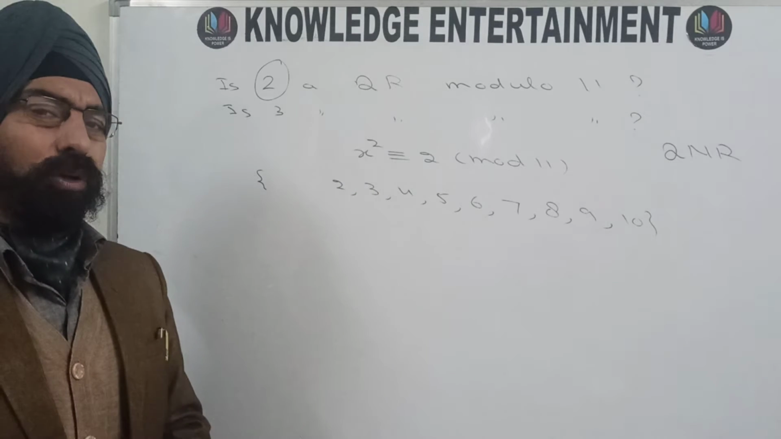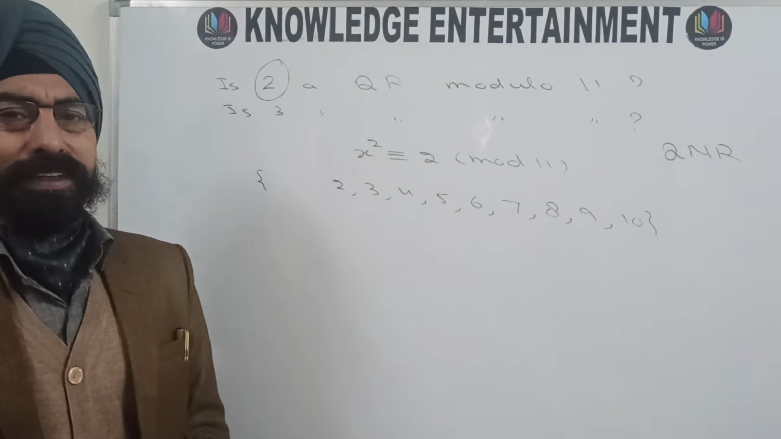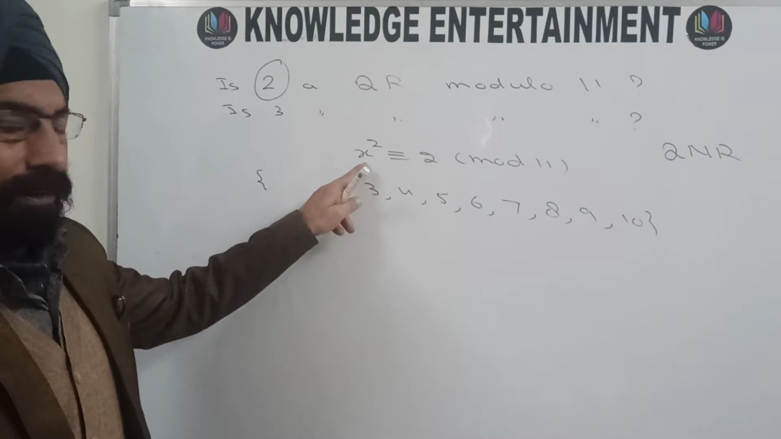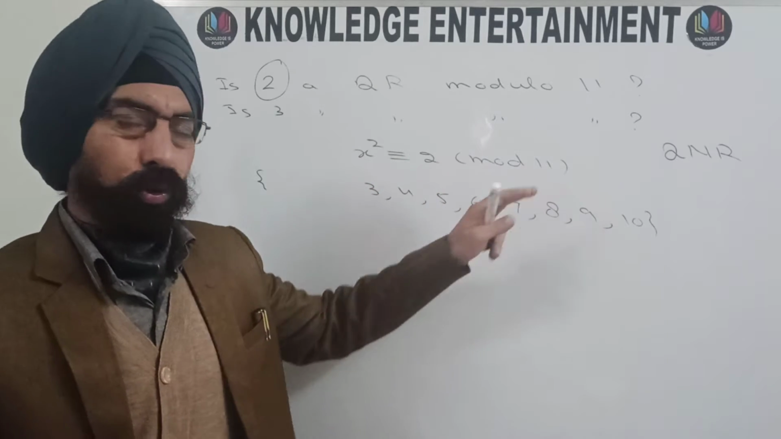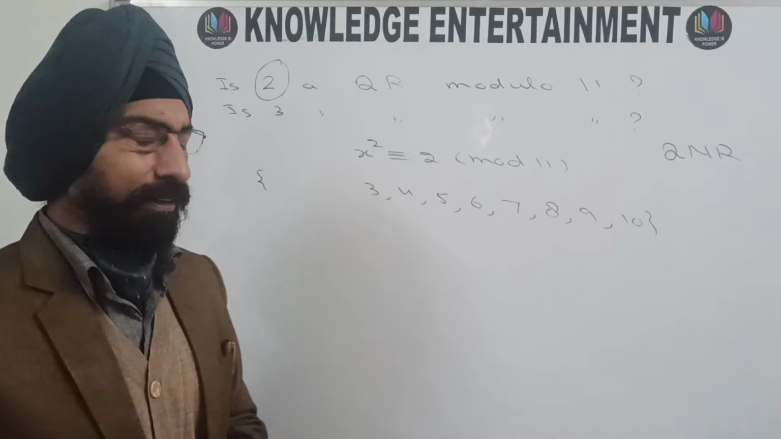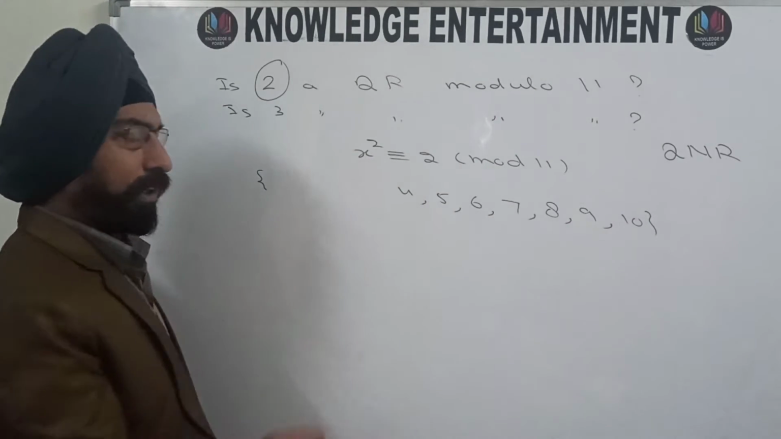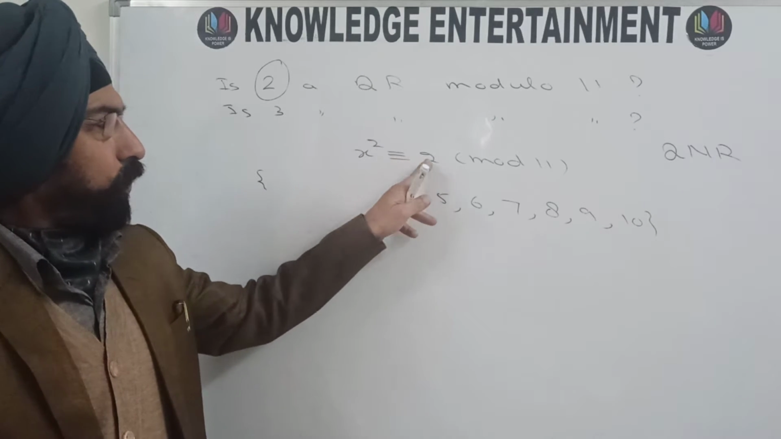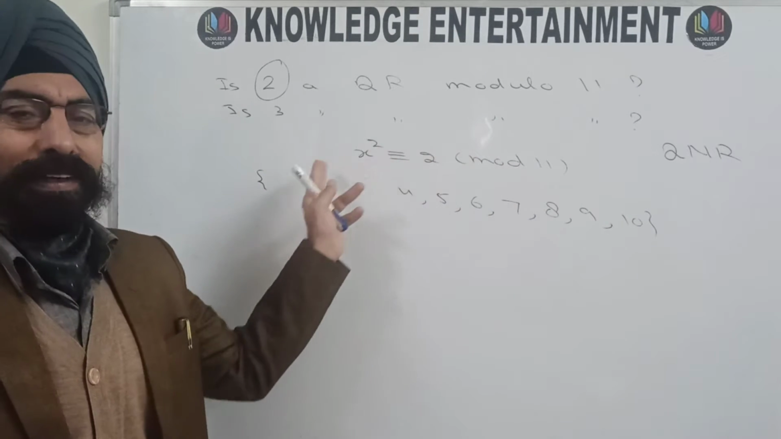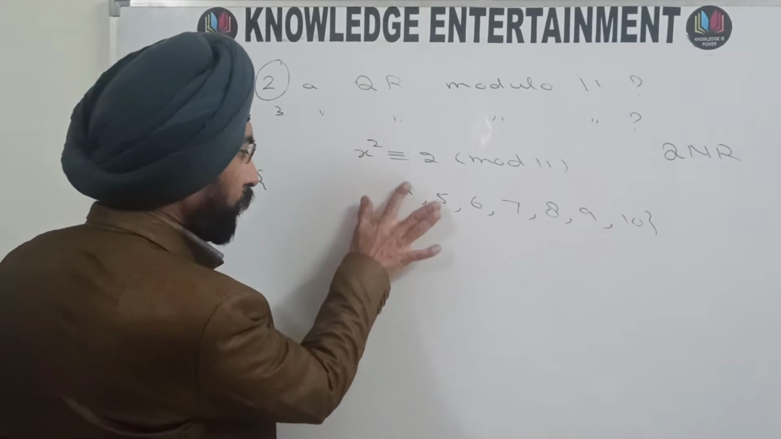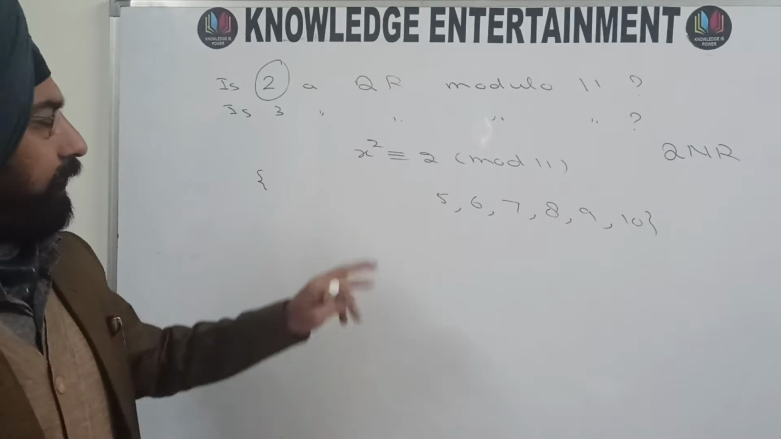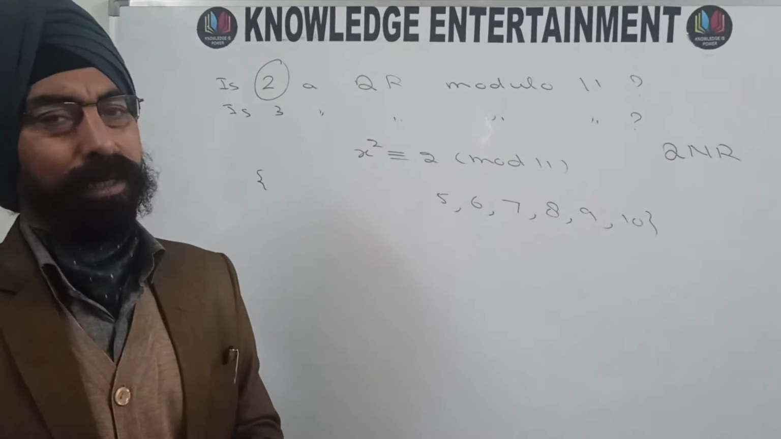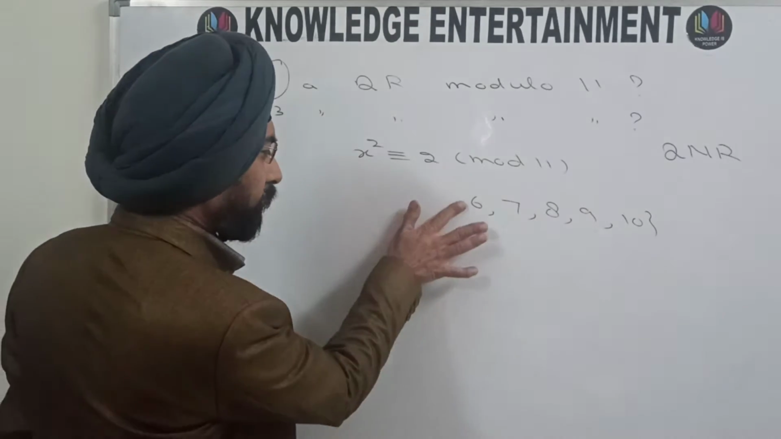2 square is 4. 4 congruent to 2 modulo 11 is again not true. So 2 is not a solution. 3: 9 is congruent to 2 modulo 11 is also not true, because 11 does not divide 7. So 3 is not a solution. 4: 16 is congruent to 2 modulo 11 is again not true, because 11 does not divide 16 minus 2, that is 14. So 4 is not a solution. 5: 25 congruent to 2 modulo 11 is also not true, because 11 does not divide 25 minus 2, that means 23. So this is not a solution.